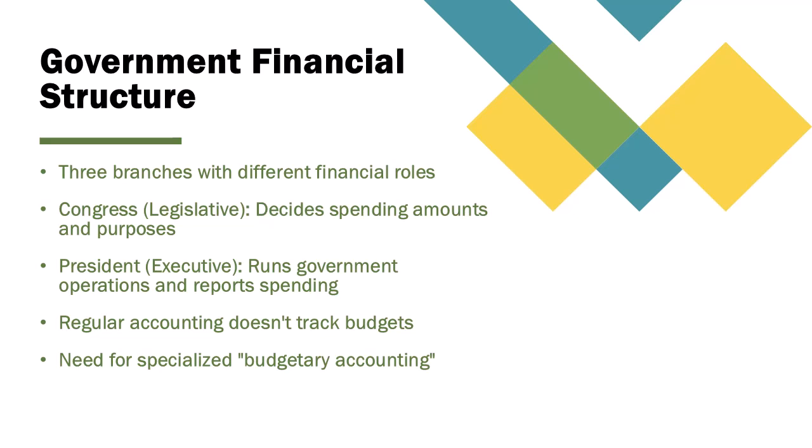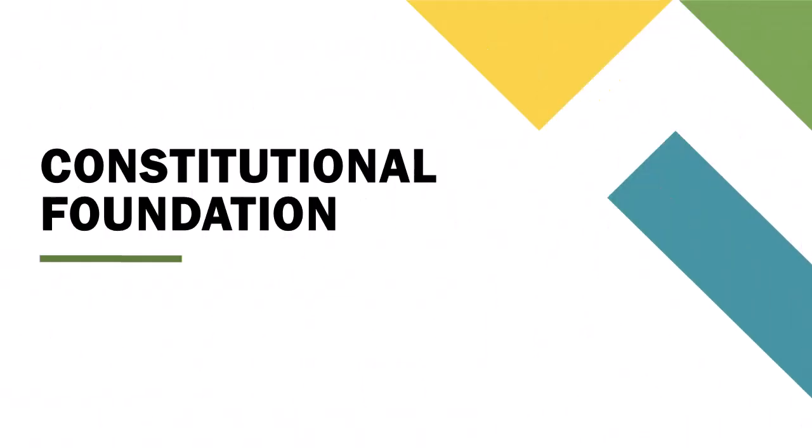Now, I'm not forgetting the judicial branch in this, but for our conversation on budgetary accounting, I don't think it's too relevant. So here's the thing, though. Regular accounting, the type that we all learn in school, that businesses use, they don't track budgets the same way government does. They don't put it in their general ledger. So accountants in the federal government had to come up with another method to track their budgets, which was cleverly called budgetary accounting.